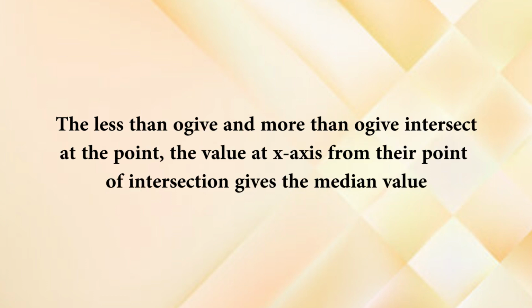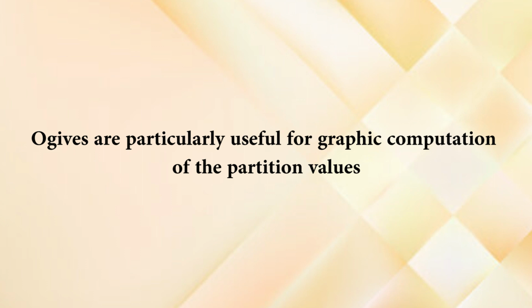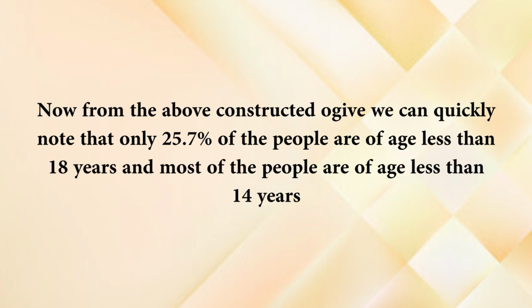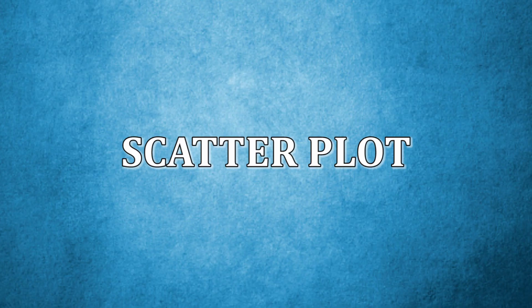The less than ogive and more than ogive intersect at a point. The value on the x-axis from that point of intersection gives the median value. Ogives are particularly useful for graphic computation of partition values. Now, from the above constructed ogive, we can quickly note that only 25.7 of the people are of age less than 18 years and most of the people are of age less than 14 years.